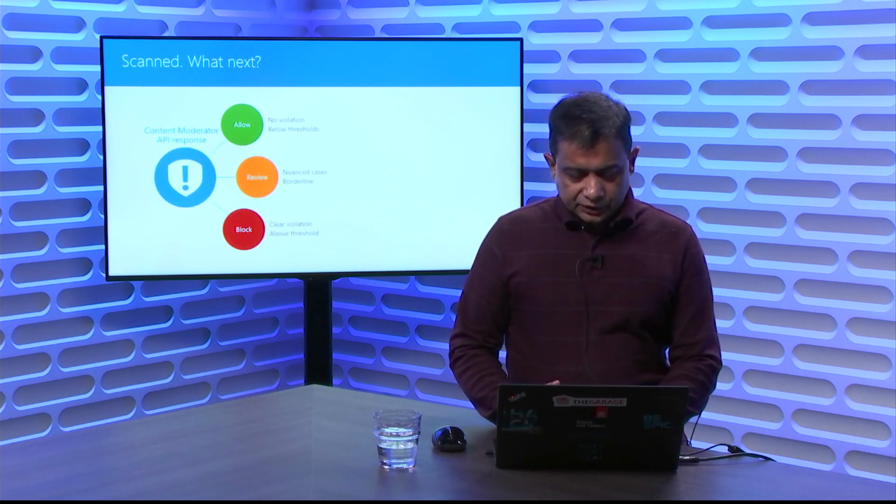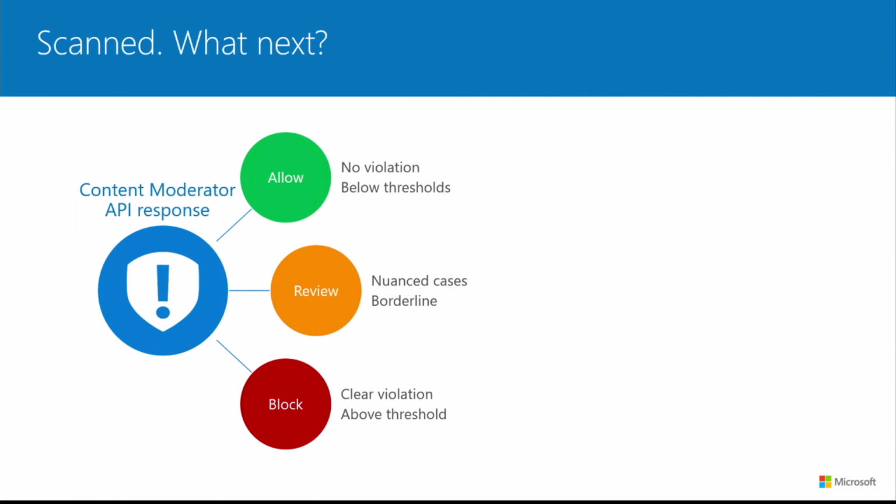There are usually 3 options from this response. One is you allow your content to go through, especially if there is no policy violation detected and the scores are all well below thresholds. Or you block the content right away if it's a really clear violation of your policies and the scores are above thresholds. But then what happens to those middle borderline, nuanced cases?